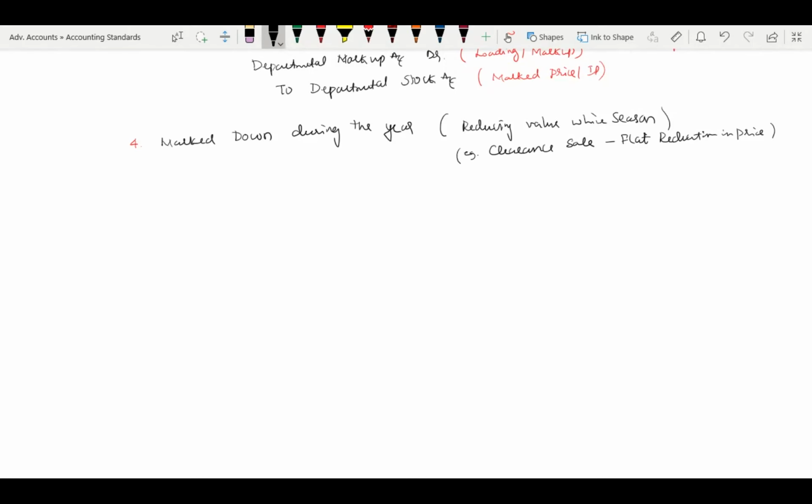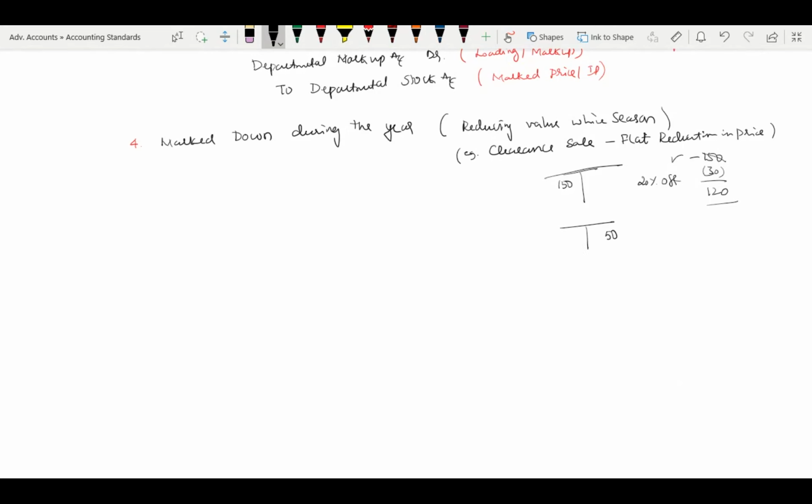Suppose earlier I sent the goods at, for example, 150 rupees. But now it is a flat reduction, 20% off. So 20% on 150 is 30 rupees, and now it is 120. But in the departmental stock account, it is appearing at 150. And in the loading it is appearing at 50 rupees, which I would realize as profit.